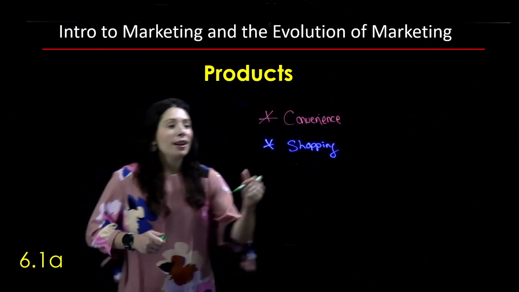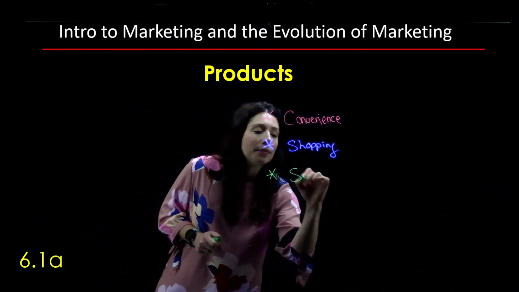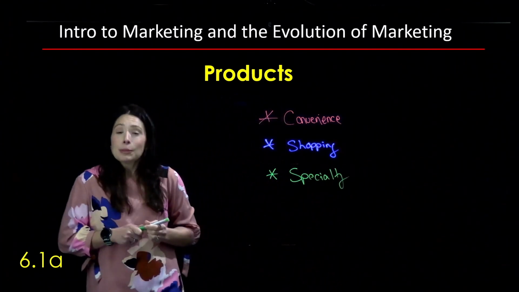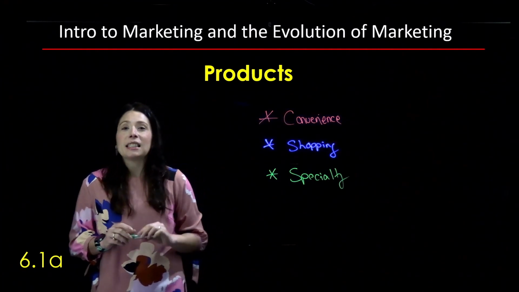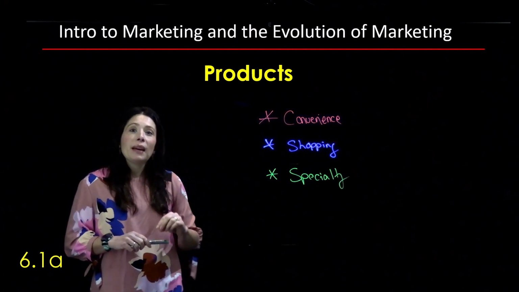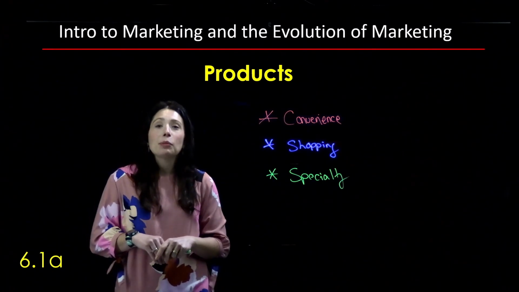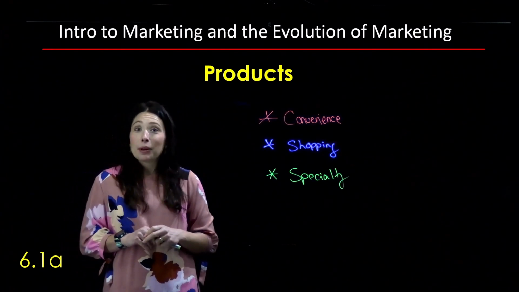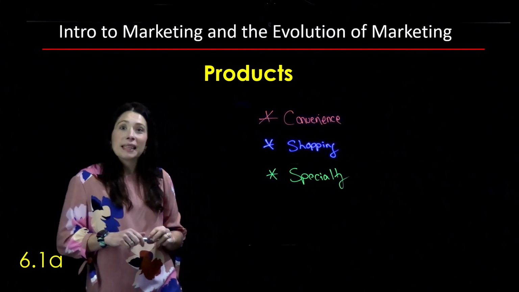The third classification is specialty. A specialty product is often a status-based product. It's something we have to go to a designated retailer to purchase. It moves up to a middle to high involvement decision-making purchase and is often more expensive.